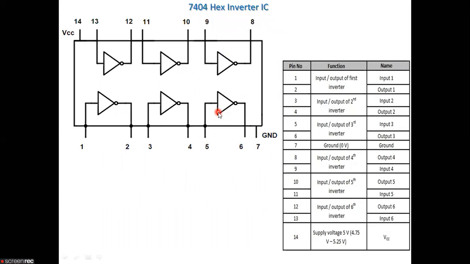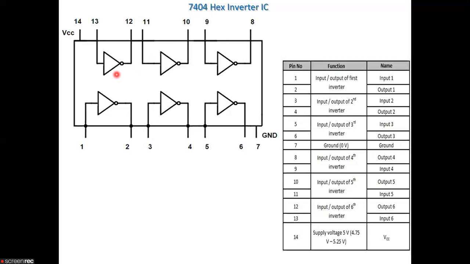Now this is the TTL logic IC. The TTL logic IC used for the NOT gate is the 7404 IC, which is a hex inverter. This IC is also known as the 7404 hex inverter IC. This IC falls in the TTL logic family of ICs. What is the full form of TTL? It is transistor-transistor logic.